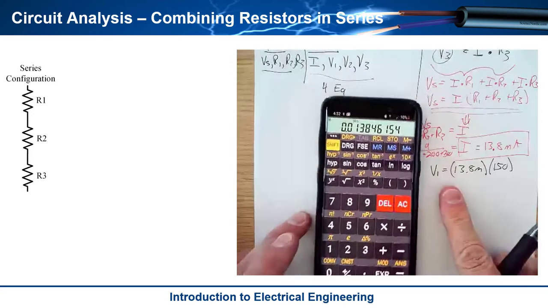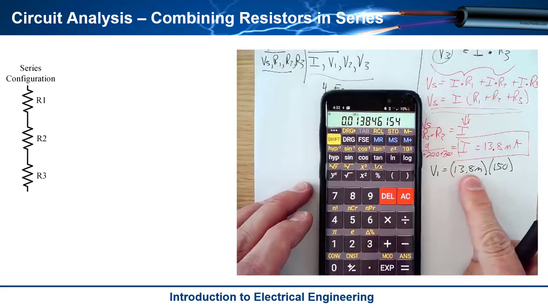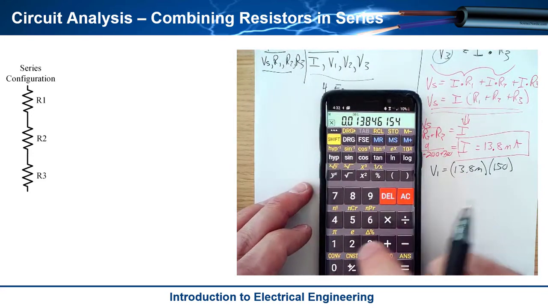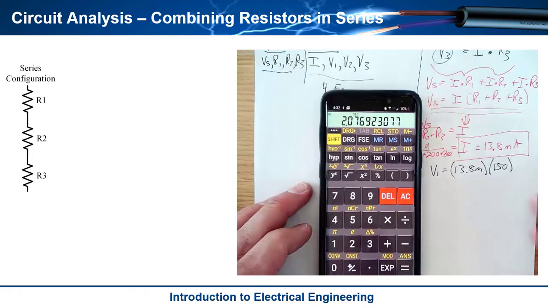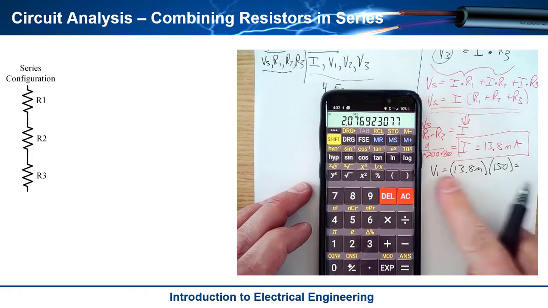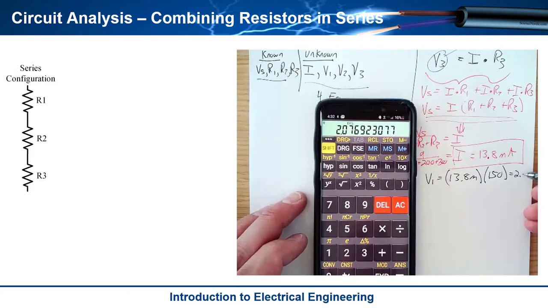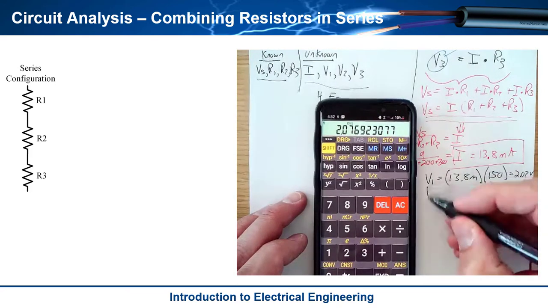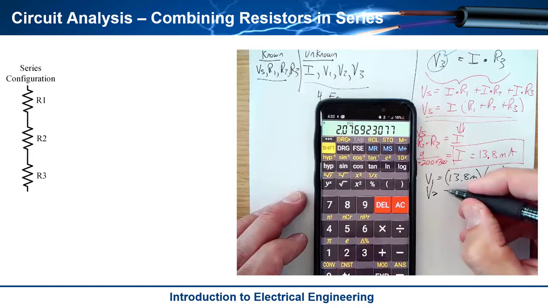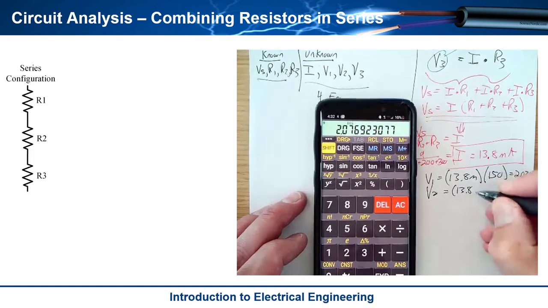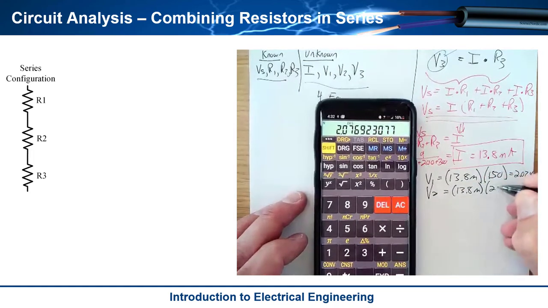So we come over here and I say, there's my current right there, and I'm going to go times 150. And I got myself the voltage across R1. And this is pretty sweet, 2.07 volts. And then I can say V2 is going to be equal to 13.8 milliamps times 200.